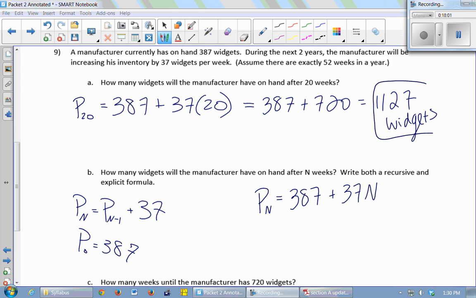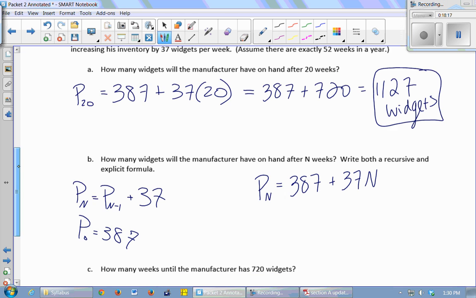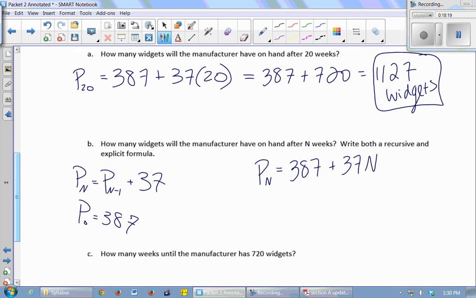11. Okay. And some people would have done that without the formula, and it's totally okay if you just thought it through and said, oh, 37 widgets a week for 20 weeks. Okay, I'm going to multiply those two, and then add how many I had to begin with. Right. I think I actually did just do that, but it was from the explicit. Yeah. All right, so then we have our recursive and our explicit formulas.